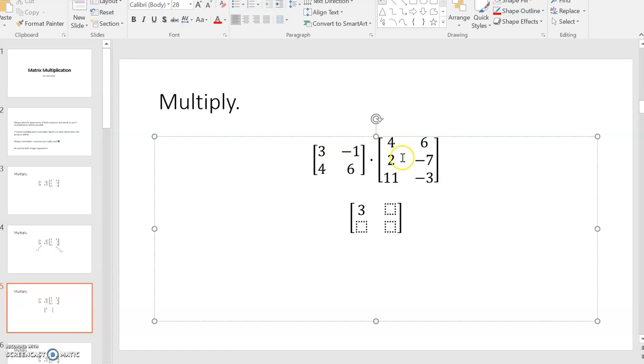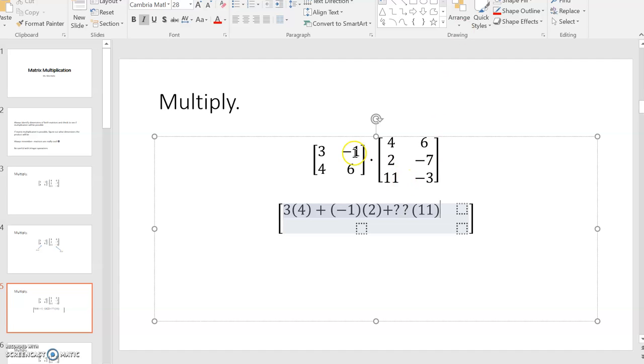If I want to start going through, I'm going to see on here that if I did the first row by the first column to give me the spot of the first row, first column, I'd start by doing 3 times 4 and then -1 times 2. But then I'd also be looking for what number I can multiply by the 11, and there's nothing there. So I don't have a number to multiply by the 11, and that's one way that I can know that the matrix multiplication is not going to be possible here.